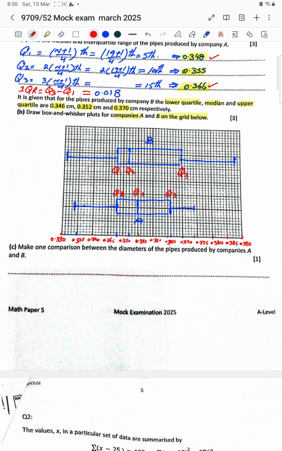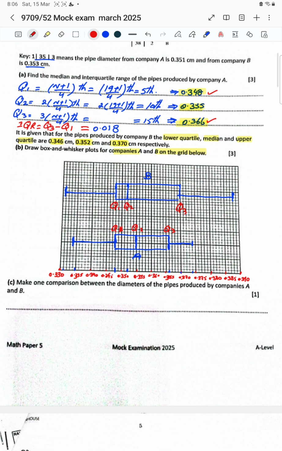Now make one comparison between the diameter of the pipes produced by company A and B. It's very much clear that if you go with the median, the experiment tells us that the median is more inclined towards Q1 than Q3, so it is positively skewed for both cases. But you can write, since the interquartile range of A is what? We know that IQR of A is 0.018.